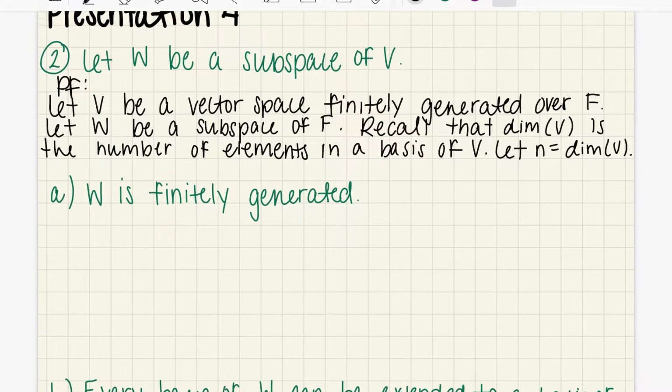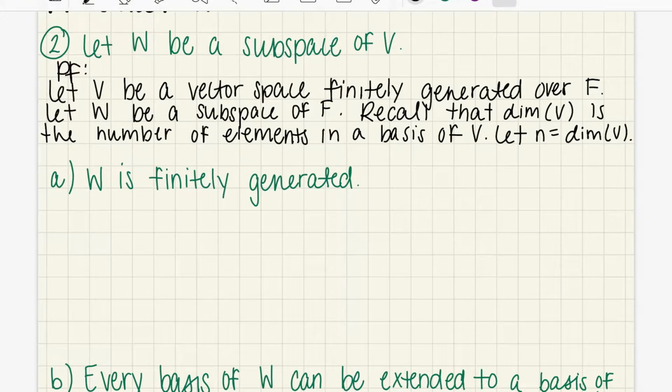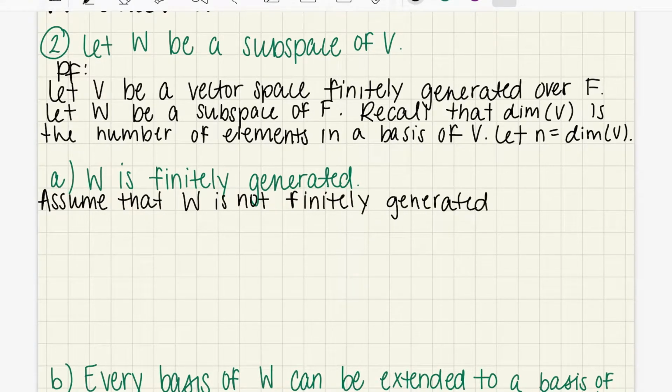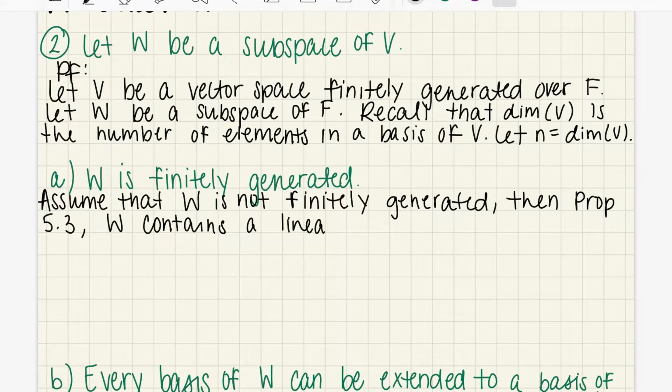So now that I have this, we can go into the first part, and it's proving that W is finitely generated. So we're going to assume that W is not finitely generated. So then by proposition 5.3, W contains a linearly independent subset B, which contains n plus 1 elements.